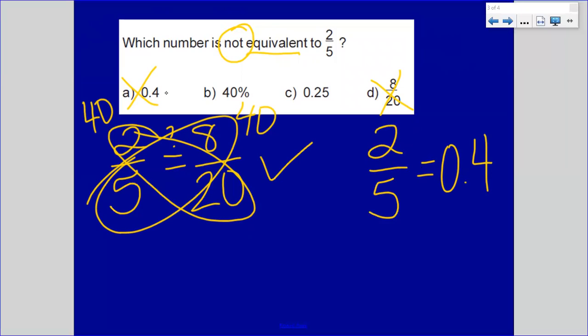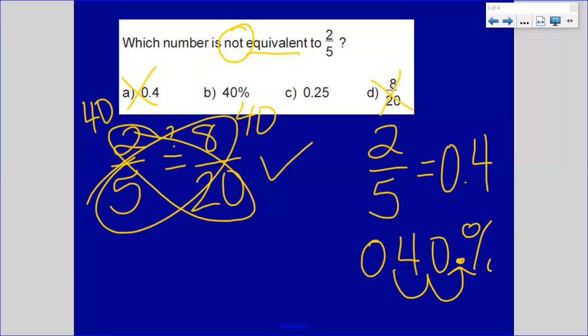Now, you probably already know what it is based on what you just got, 0.4. But just for funsies, let's take 0.4 and figure out what it would be as a percentage. And so remember, if we have 0.4 and we're turning it into a percent, you're going to take this decimal and move it over 2 spots to the right and then replace it. So then you're going to put a 0 here, and that's 40%. So B is not going to work either. 0.25 was your answer here because that is not equivalent to 2/5.